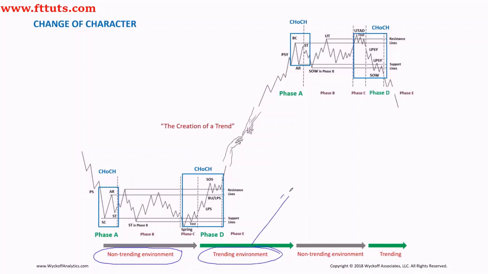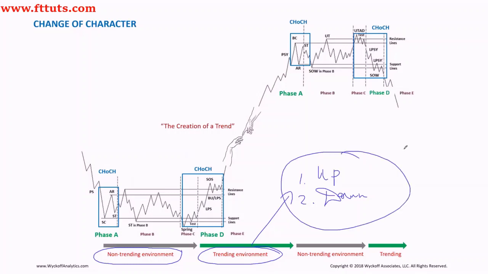A trending environment is going to have 2 types for us, an uptrend and a downtrend. So that's how simple I want you to think at this level. These are the basics, very simplistic stuff, but at the same time, I want everybody to be on the same page.